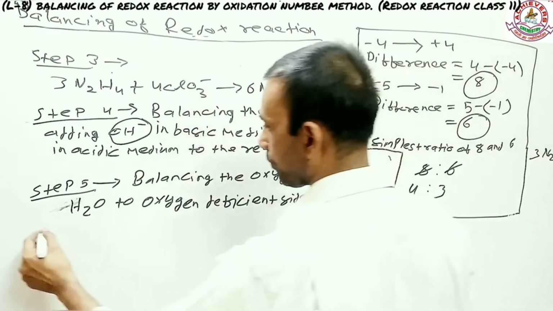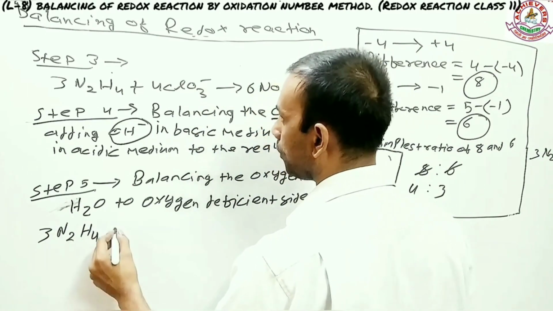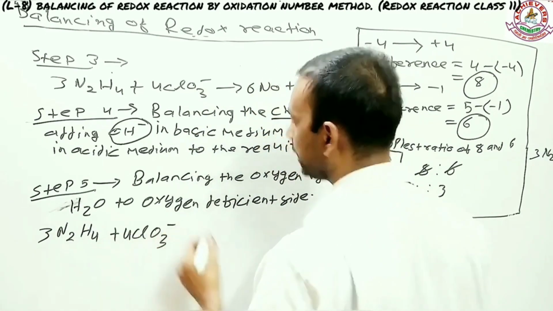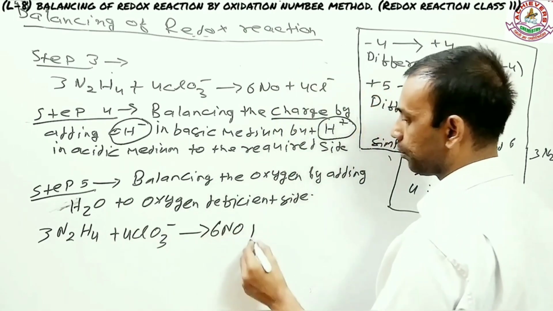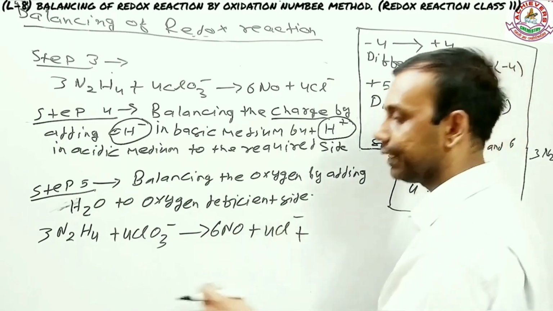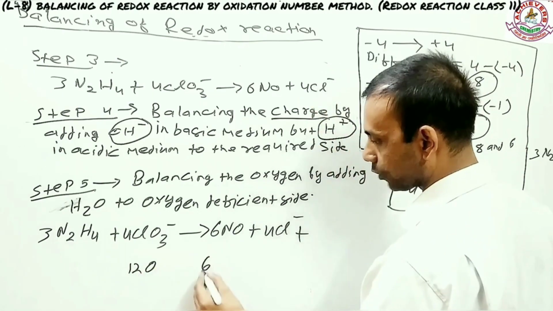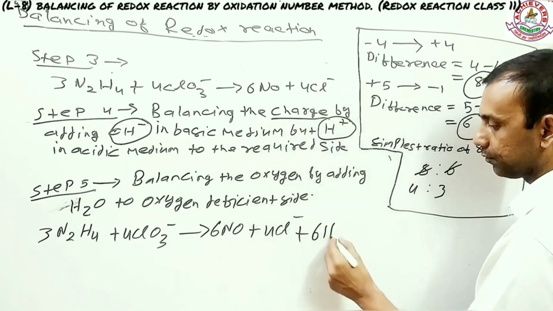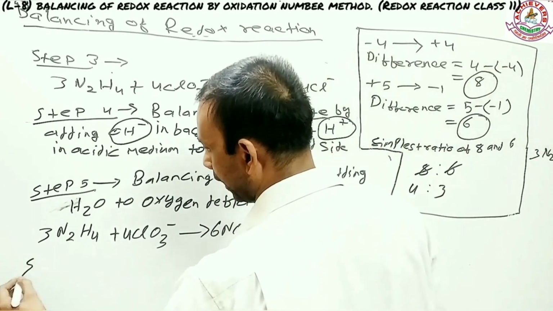So what I will do? I will do 3N2H4 plus 4ClO3 negative gives 6NO plus 4Cl negative, and then as I said there are 12 oxygen here, but there are only 6 oxygen. So the difference is 6. So I will add 6 water here.